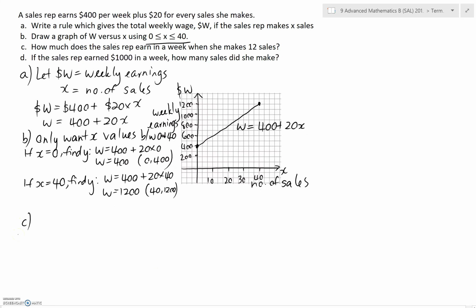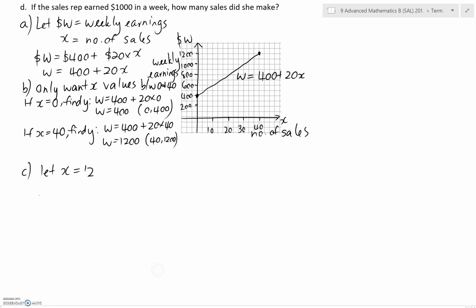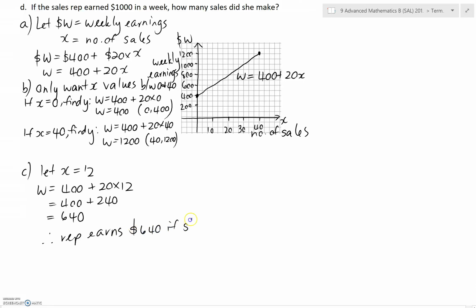How much does the sales rep earn in a week when she makes 12 sales? So we're going to simply make x equal 12 here, substitute into our equation and solve. So w is 400 plus 20 times 12, which equals 400 plus 240, which equals 640. And of course, we should write a sentence. So the rep earns $640 if she makes 12 sales.